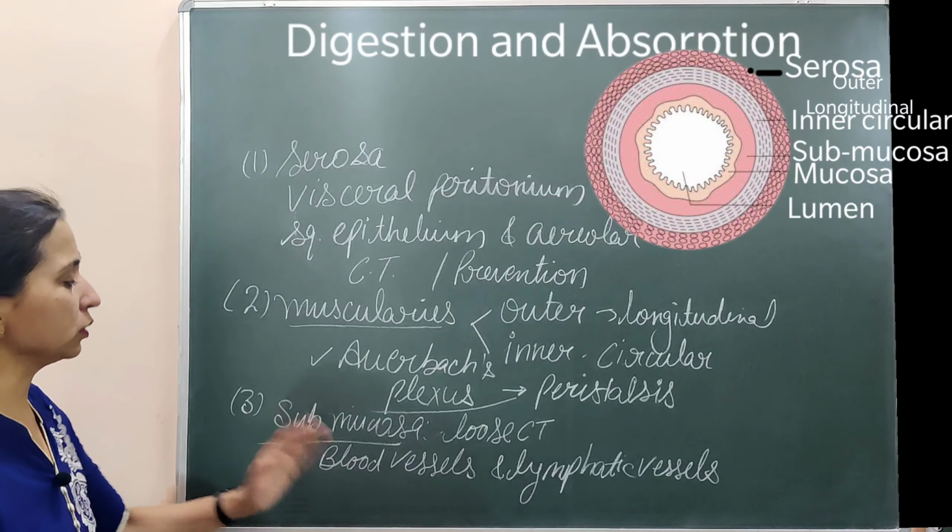Now, in this layer of the submucosa, what happens in some part of the alimentary canal, like we can call it duodenum, that is the first part of small intestine. Some glands are also formed.